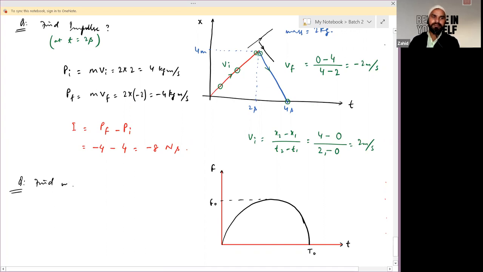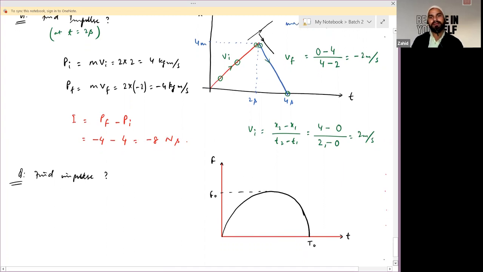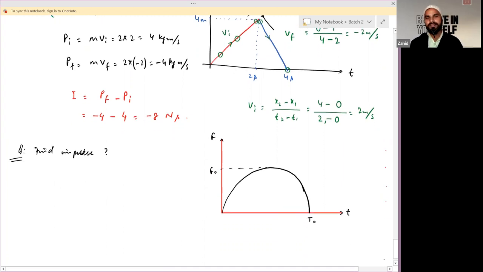Find the impulse related to this graph. So in this part, we have a force versus time curve, and there is a relation between impulse and the force-time graph. You'll say impulse equals the area under the force-time graph.